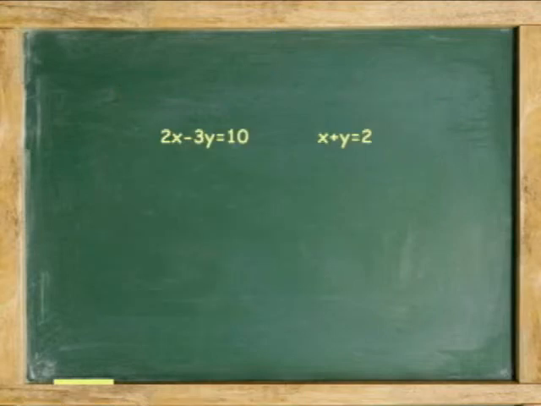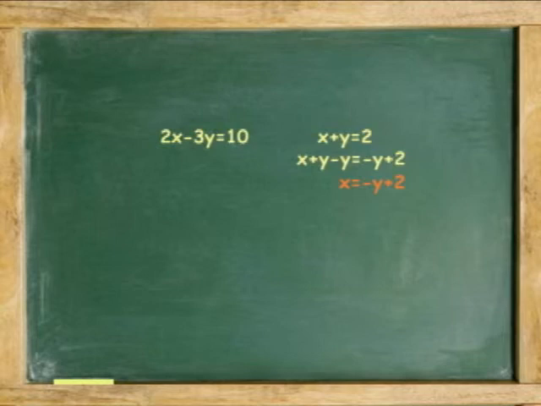One more example. Solve the system by substitution. 2x minus 3y equals 10. X plus y equals 2. There is no y equals y here. So, to substitute, first solve one of the equations in terms of x or y. Solving for x, the second equation becomes x equals -y plus 2.